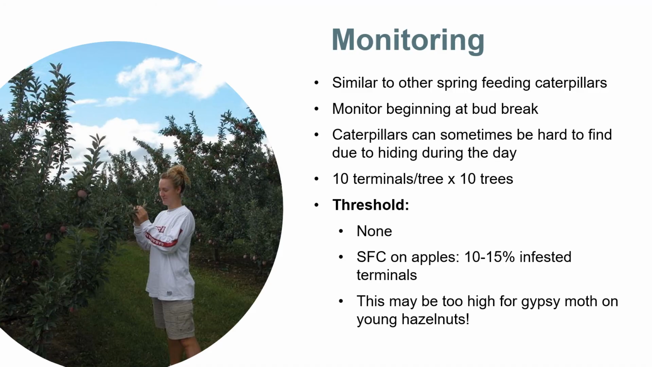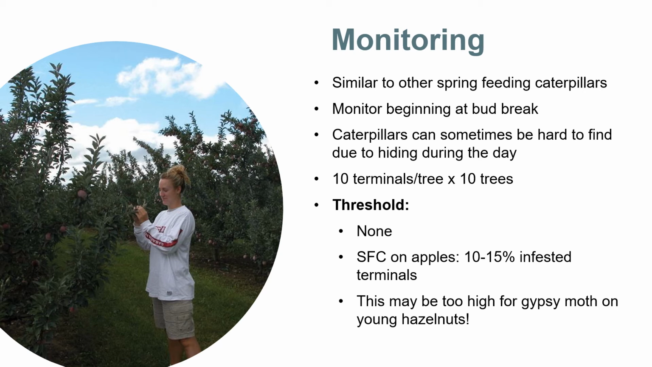Monitoring for gypsy moth on hazelnuts is similar to that for other spring feeding caterpillars. You want to start looking for them beginning around bud break and proceeding through to late spring. The caterpillars themselves can sometimes be hard to find because they tend to hide during the day, especially as they get older. So you're going to want to look for the feeding damage, those small holes earlier in the season, and then the big chomps later on. 10 terminals per tree by 10 trees is a good number of trees to check at a minimum.